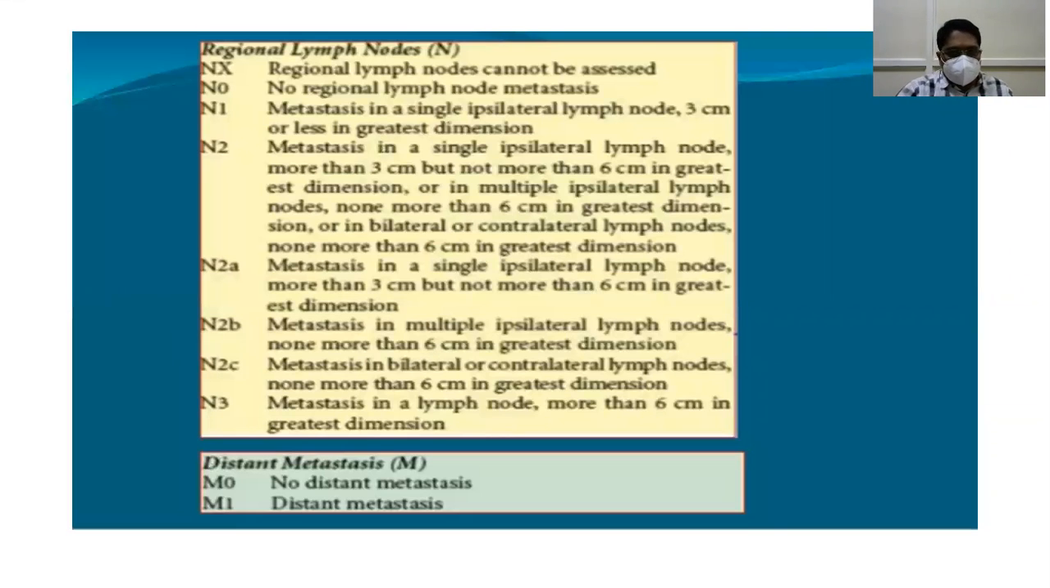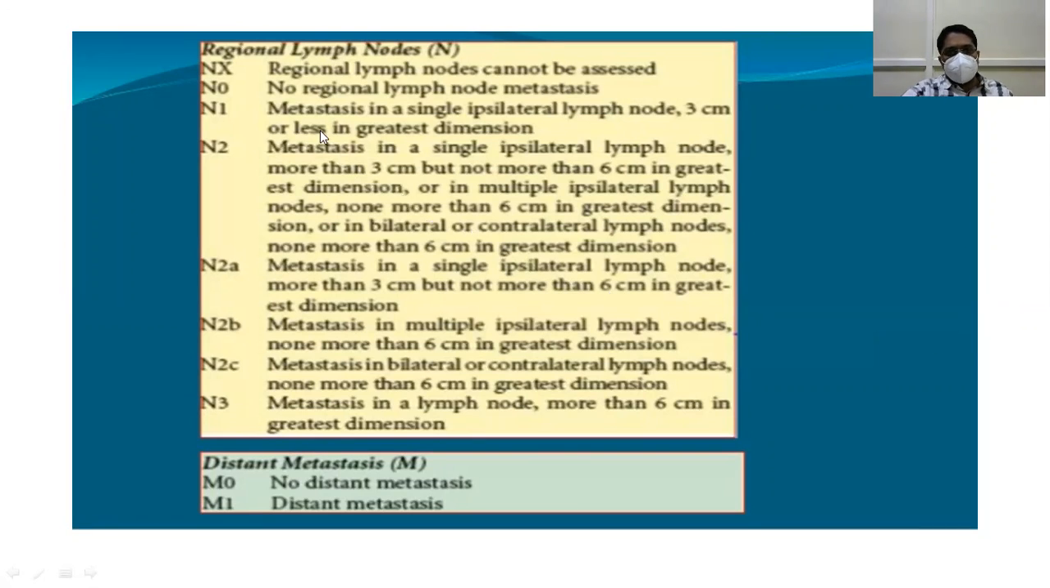One more thing is N staging. I think this is more important for postgraduates. Nowadays, there is no distinction between postgraduate and undergraduate question papers and finals. That's why you need to know all these things. Coming to the nodal spread, what are N0, N1, N2, and N3?